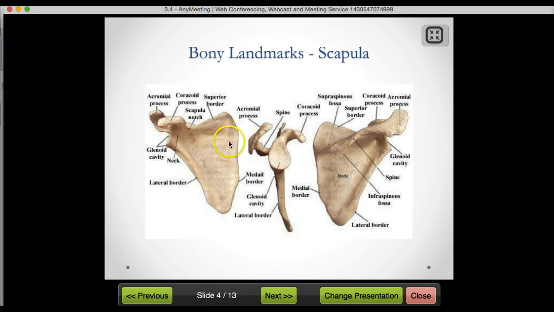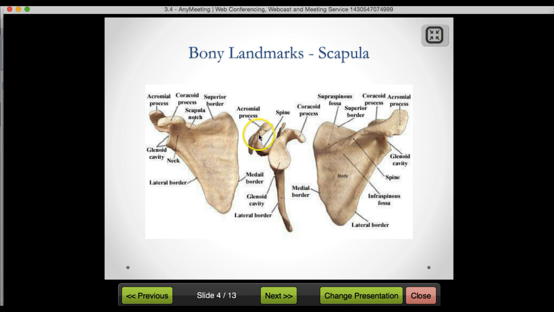We have the body of the scapula here. We have the coracoid process, the acromion process, the superior angle, the inferior angle, the medial border, the lateral border, and the glenoid cavity, which is what forms the shoulder joint itself. Now, the majority of these processes, these bony prominences, act as attachment points for muscles, and that's really important to note as we get into the rotator cuff as well as the scapular stabilizers.